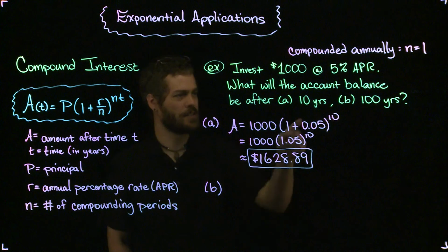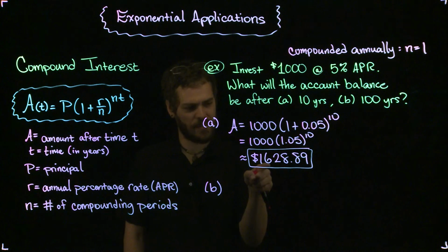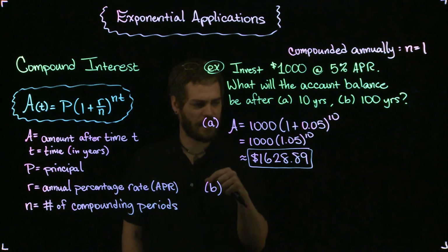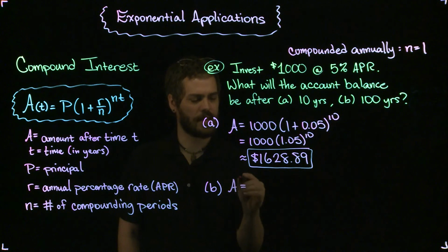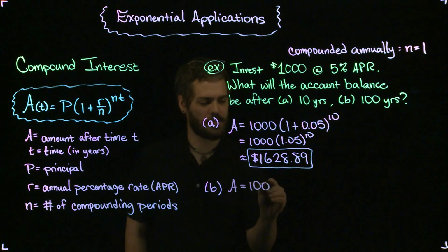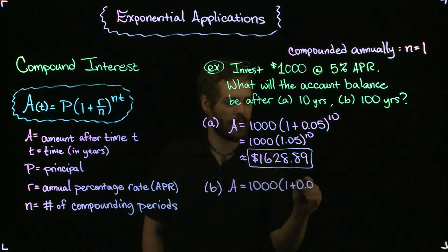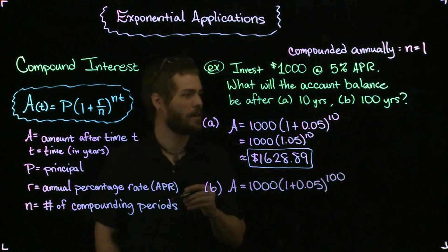And what is your guess? Notice that 10 years times 10 is 100 years. So should this be times 10? Should we get 16,288.90? Well, let's find out. I don't think so, but let's see. Okay, here's our original $1,000. Again, it all looks the same in the beginning, except we've got 100 years instead of 10 years.